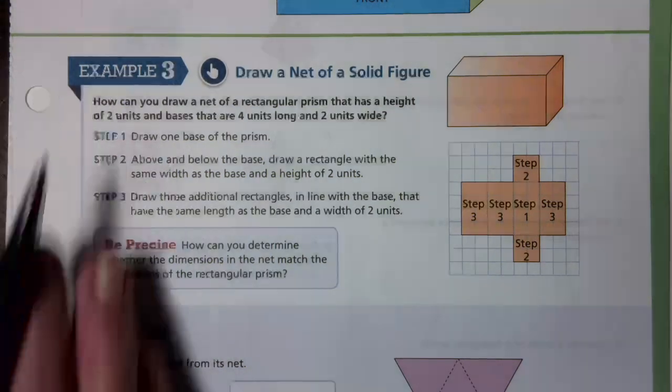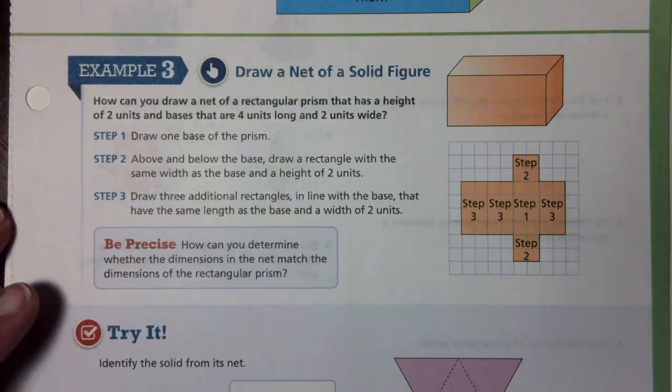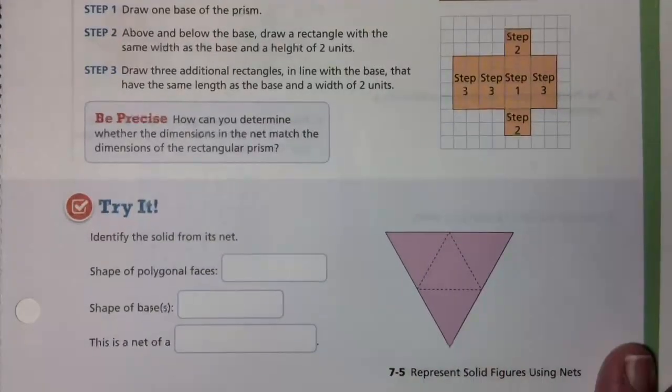And there are steps. If you want to read through the steps: draw one base of the prism, and above and below the base, draw a rectangle with the same width as the base and a height of 2 units. We did all that just a little bit ago. All right, try it.